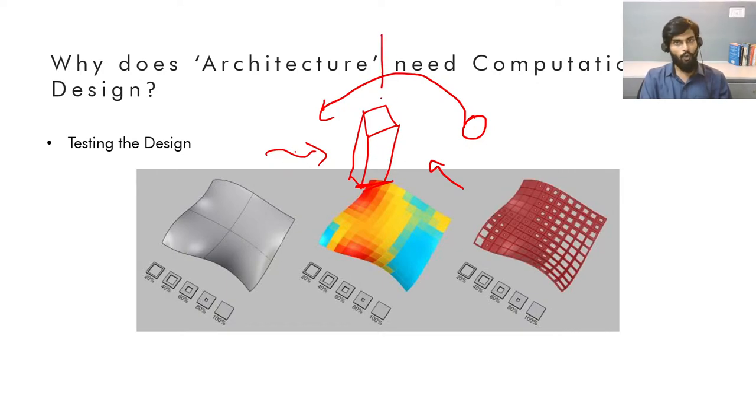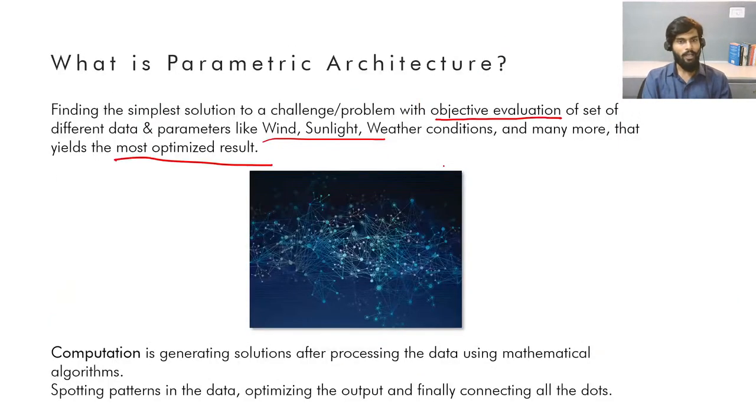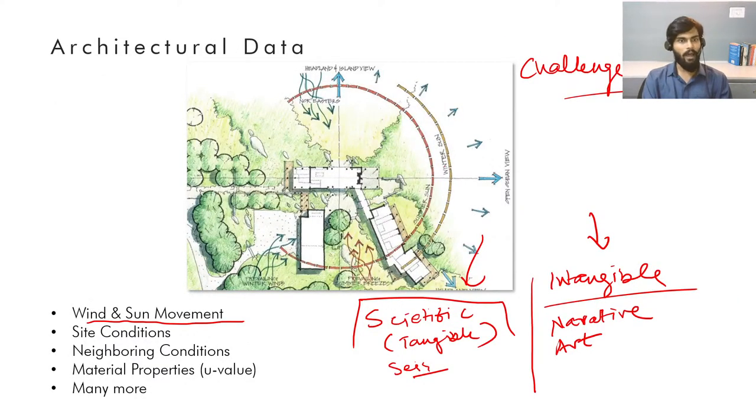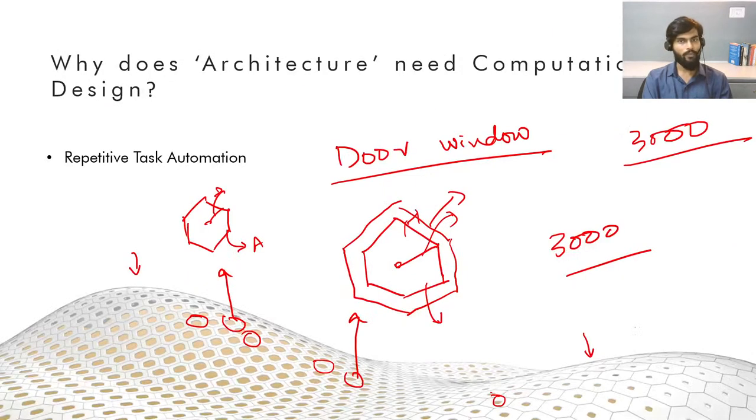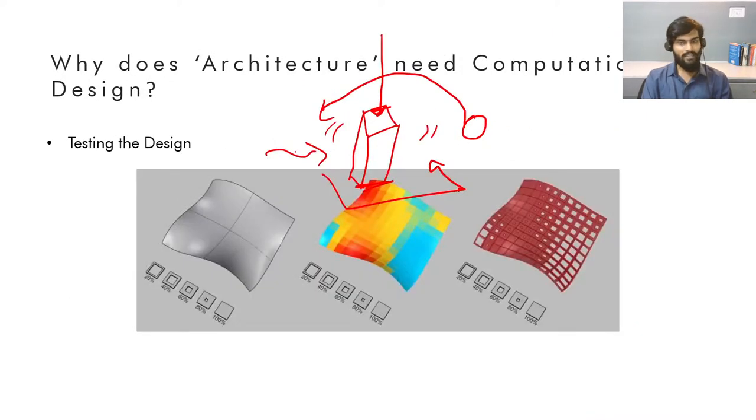You can simulate loads on it and understand where exactly your building would start to fail. Then you can simulate earthquakes. You can simulate pretty much all the factors or all the data that we collect here, and test it around all those factors. So testing the design is one of the biggest things that comes out of parametric architecture or computational design, which is one of the most vital things as well. Okay.